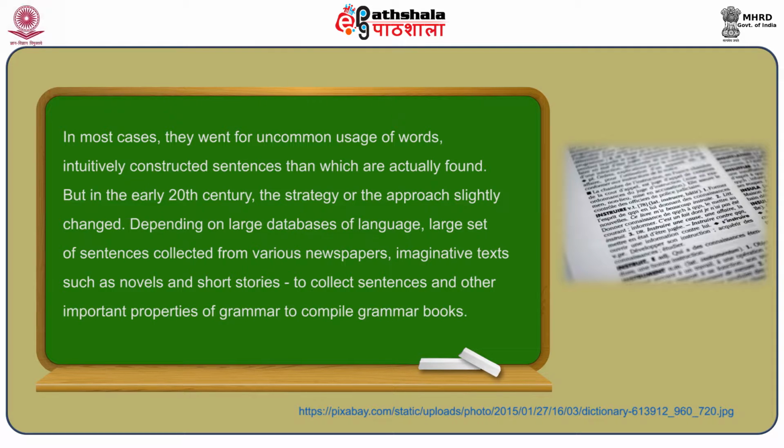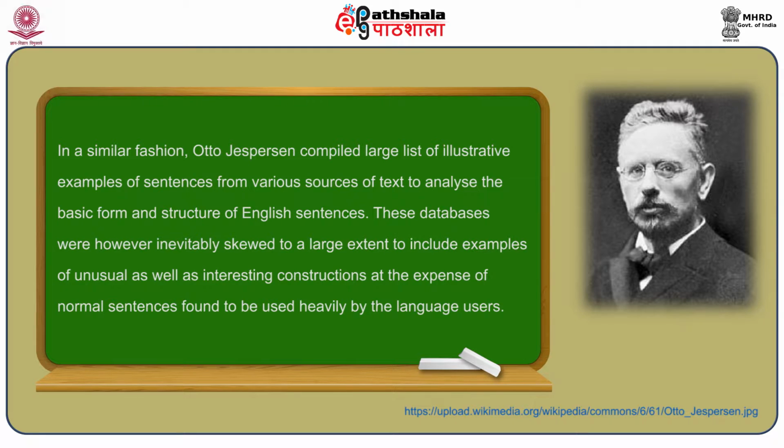But in the early 20th century, the approach slightly changed. Particularly Poutsma and Kruisinga depended on large databases of language, a large set of sentences collected from various English newspapers and imaginative texts such as novels and short stories, to collect sentences and other important properties of grammar to compile grammar books. In a similar fashion, Otto Jespersen compiled a large list of illustrated examples of sentences from various sources of text to analyze the basic form and structure of English sentences.